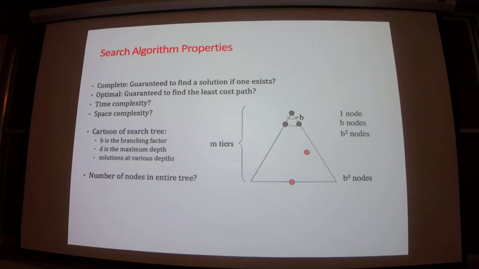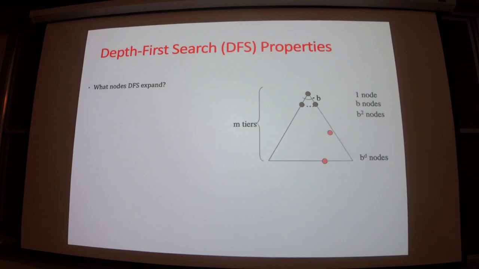So what are the number of nodes in the entire tree? It's these, a summation of every layer. But that's on the order of B to the D, so we'll just call it B to the D. So what nodes is depth-first search expanding? Because that's how we're going to consider the time complexity here. Well, it's going down the left side of this tree as we were doing, and so we're covering this volume, until we find some solution. And this is with some notion of leftness, so we're finding the leftmost solution. Leftmost is rarely a useful kind of solution. So this might not be the best, but we'll get into that in a minute.